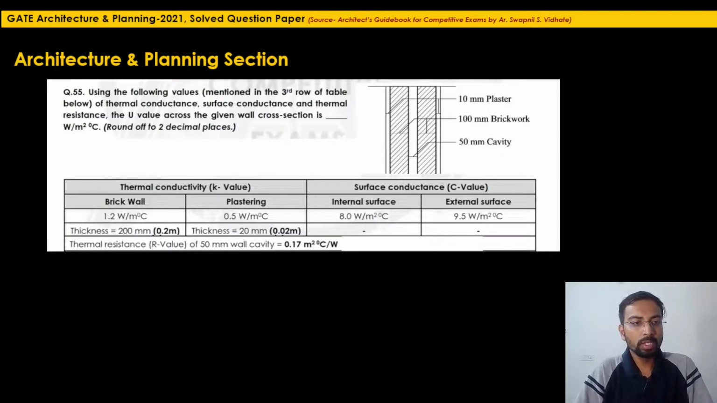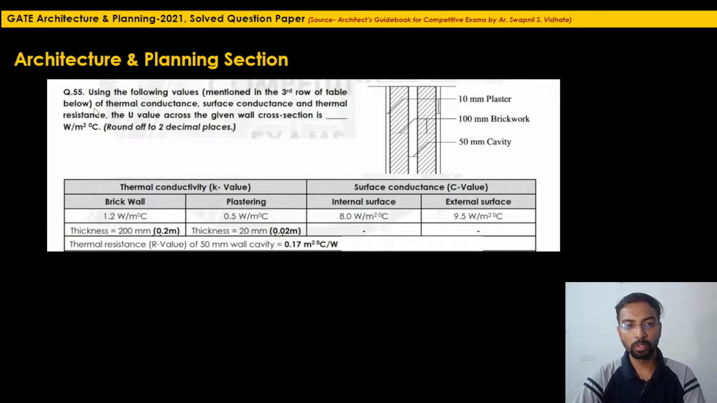Okay, the last numerical question, question 55. Using the following values. In the actual GATE question paper, they have mentioned the values separately adjoining the figure, but to avoid confusion, I have directly used these values in tabulated form while explaining the solution. One more thing, there was some grammatical error from the GATE side: here they have mentioned the value given is thermal conductance, whereas in the unit you can see the value given is thermal conductivity. So there was a small grammatical error.